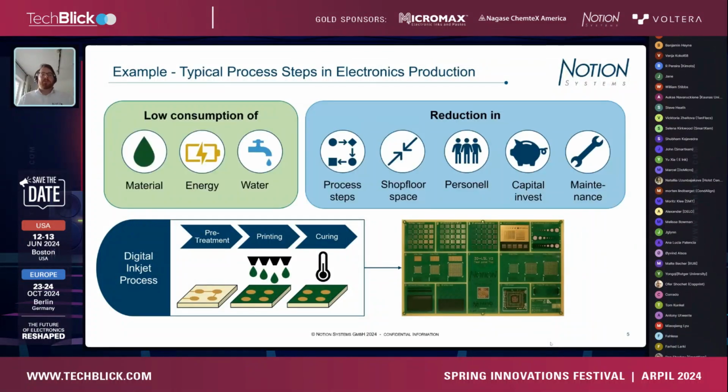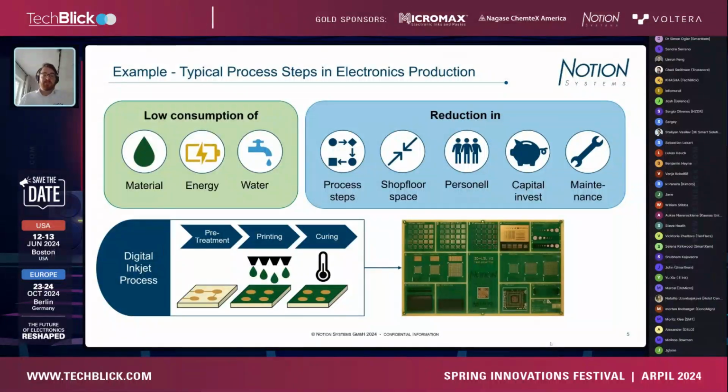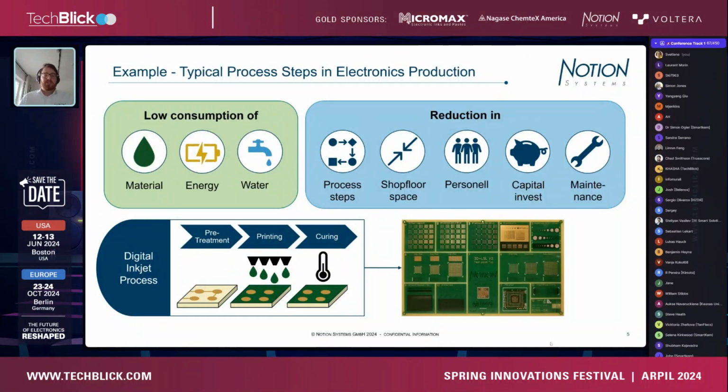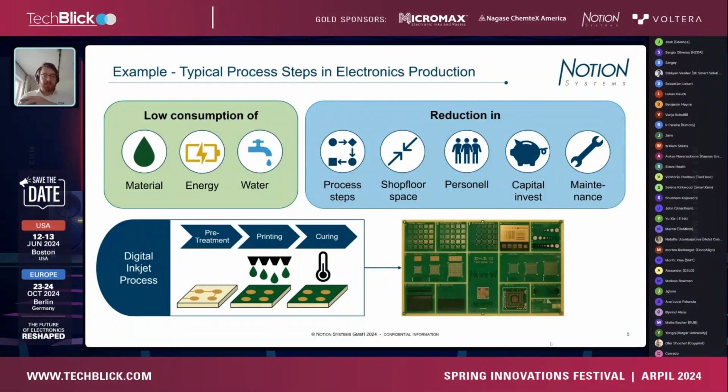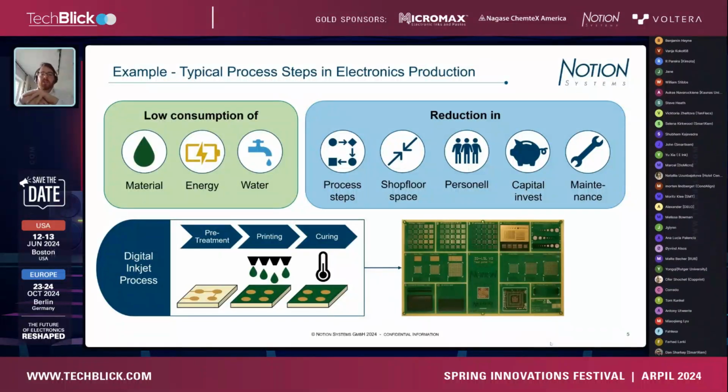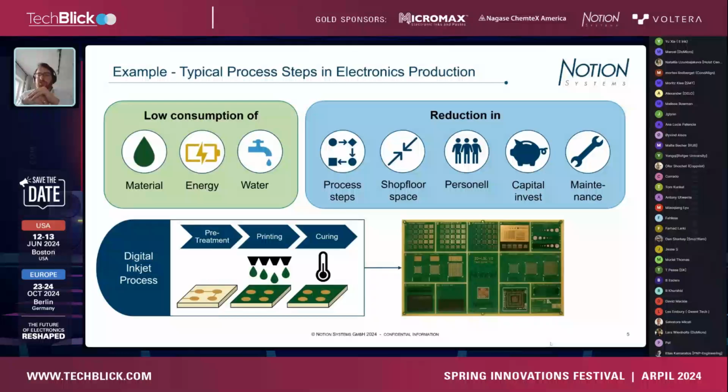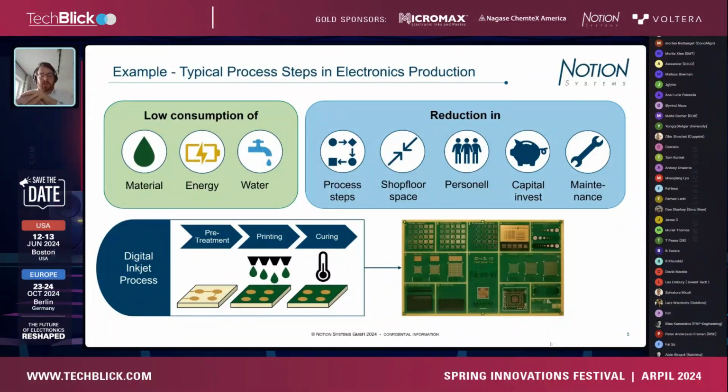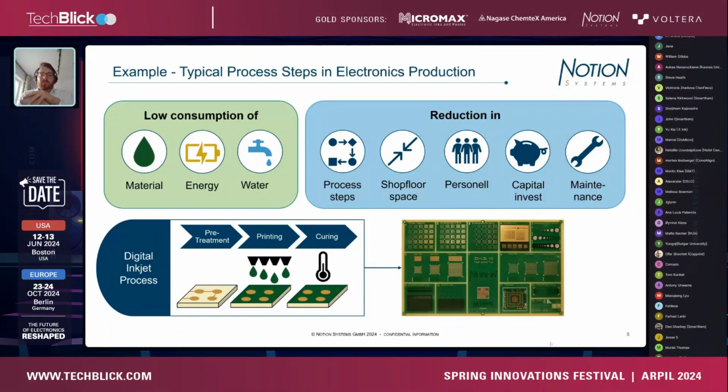Once again, if you think about that, you have a much lower consumption of material, a much lower consumption of energy, and a much lower water usage. And also on the economical side, not only on the ecological side, you reduce process steps very drastically. You reduce shop floor space, which I know especially in Europe is very, very valuable. You reduce the personnel you need to manage these machines. You reduce the capital investment because all of a sudden you only need 3 machines instead of 6. And in turn, maintenance costs are also reduced.